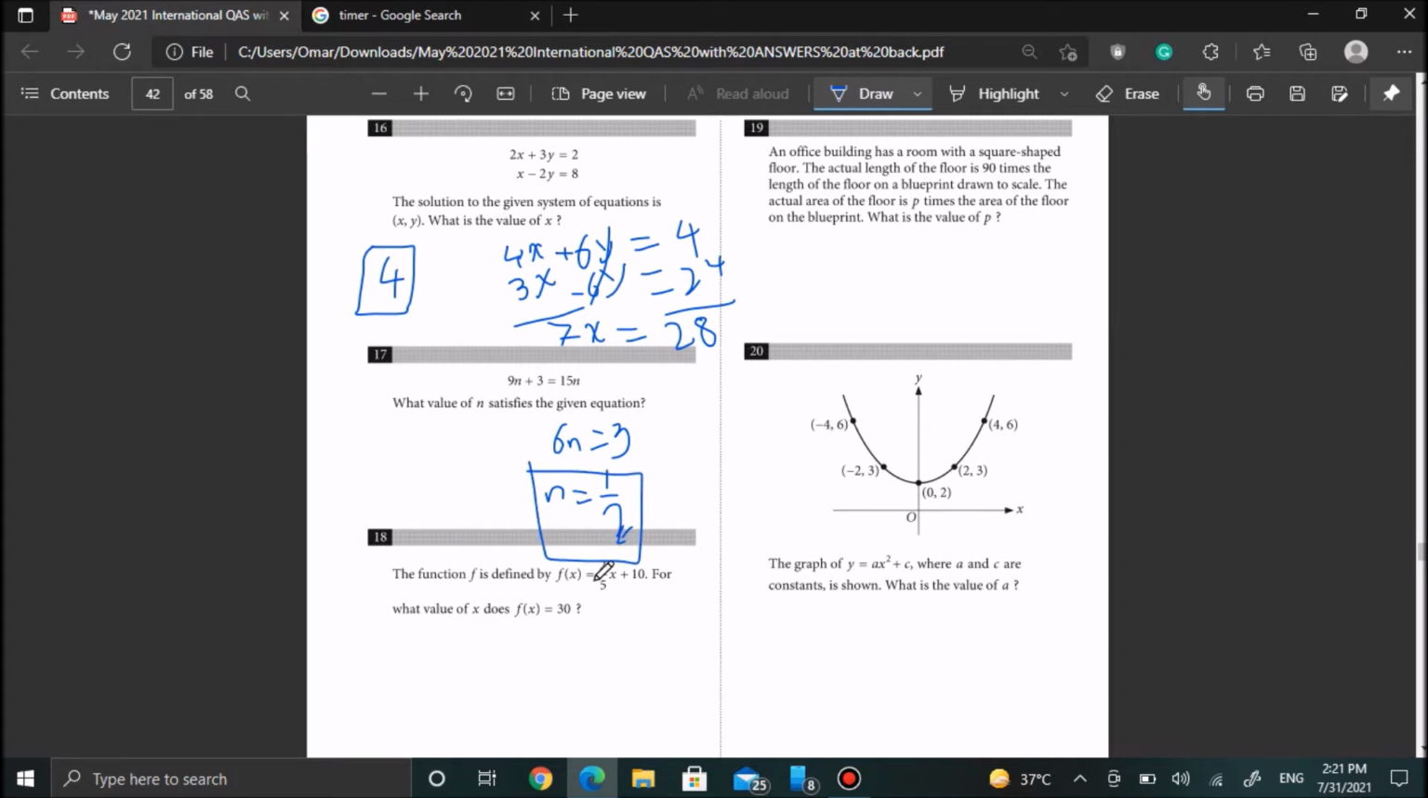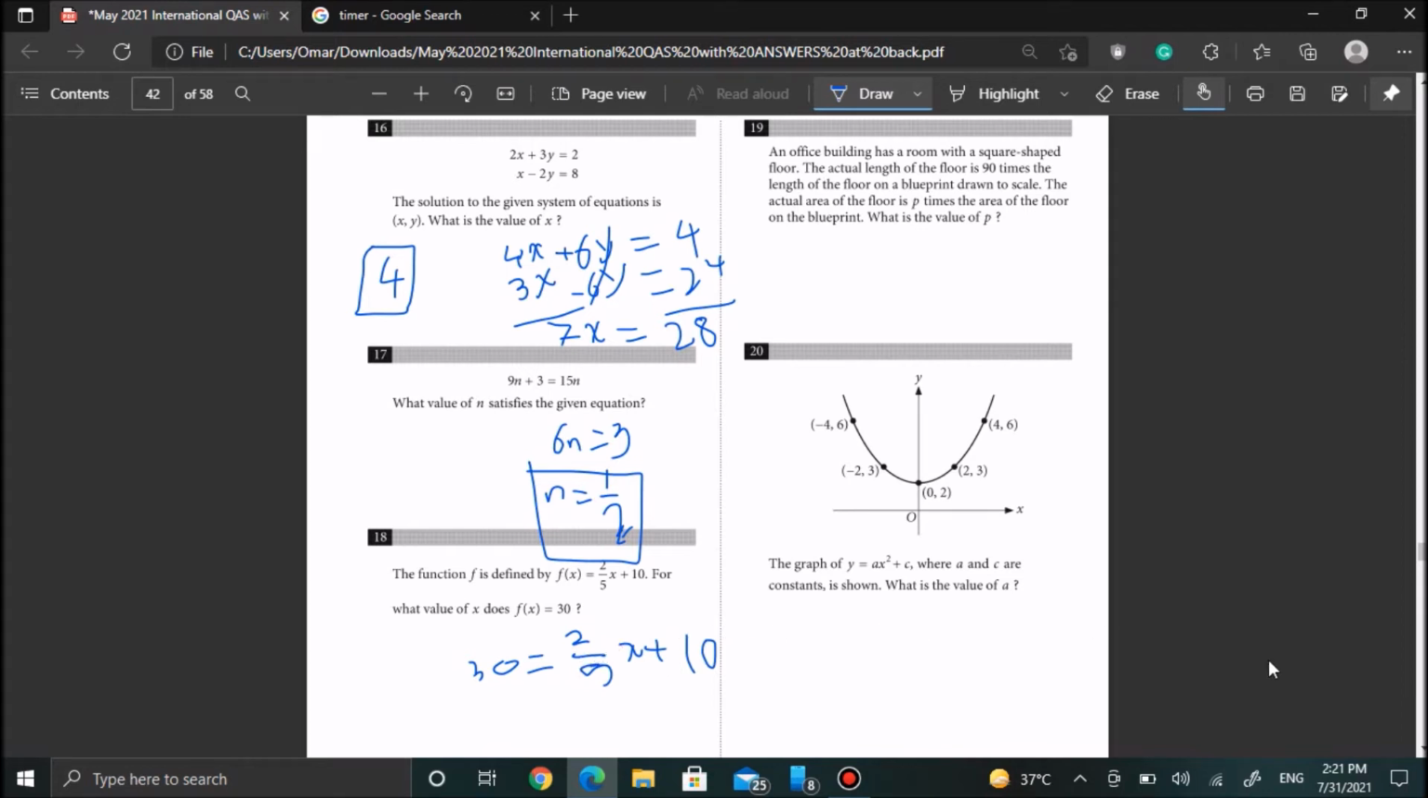Function f is defined by this. For what value of x does f of x equal 30? Just put 30 for f of x quickly. 30 is equal to 2/5 x plus 10. Sorry for the trash handwriting. Again, I'm using the mouse. I don't have a touch screen yet.